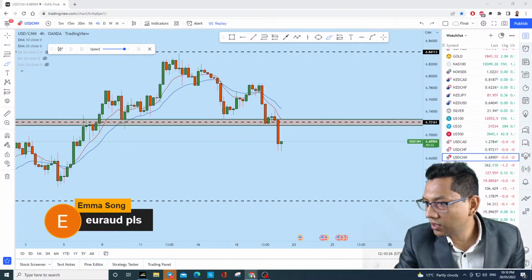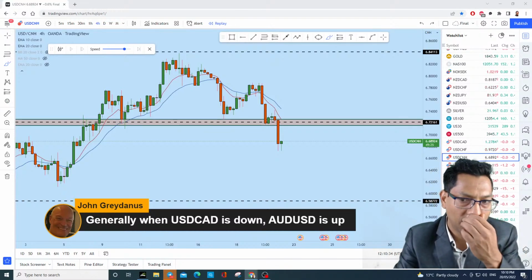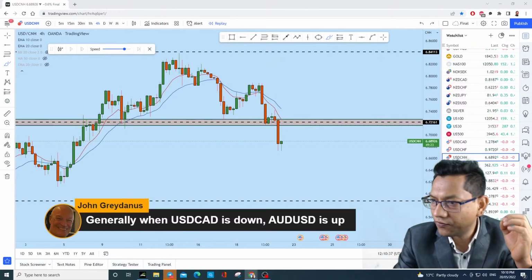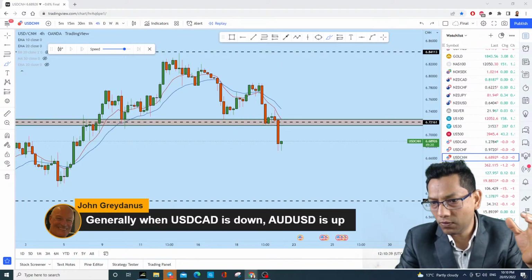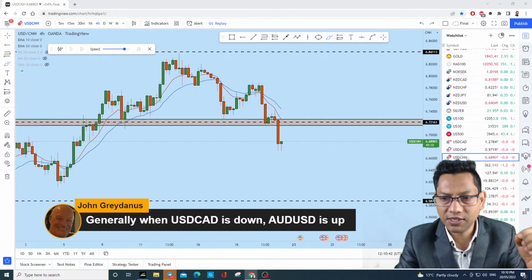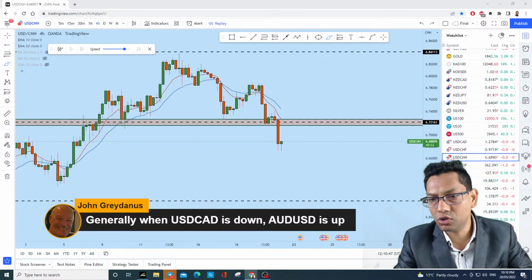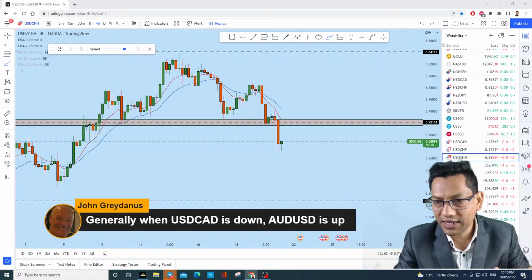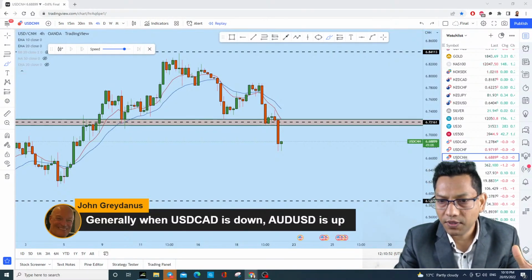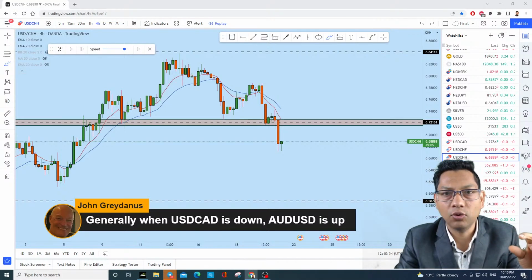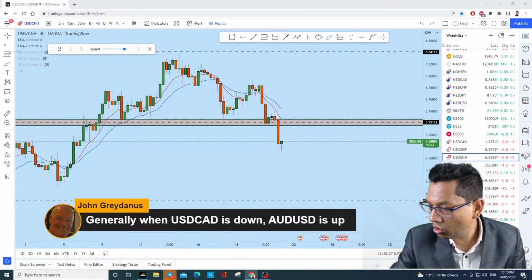So John Green says generally when USD CAD is down, AUD USD is up. Yep, that's what I think too, but it could be a little different, John, because CAD normally acts independently. Sometimes I saw that USD CAD is dropping and AUD USD also dropping, because CAD is getting very strong, USD is medium strength, and AUD is getting weaker. So in that case, we might see all of them dropping towards the downside. Okay, so let's find out.